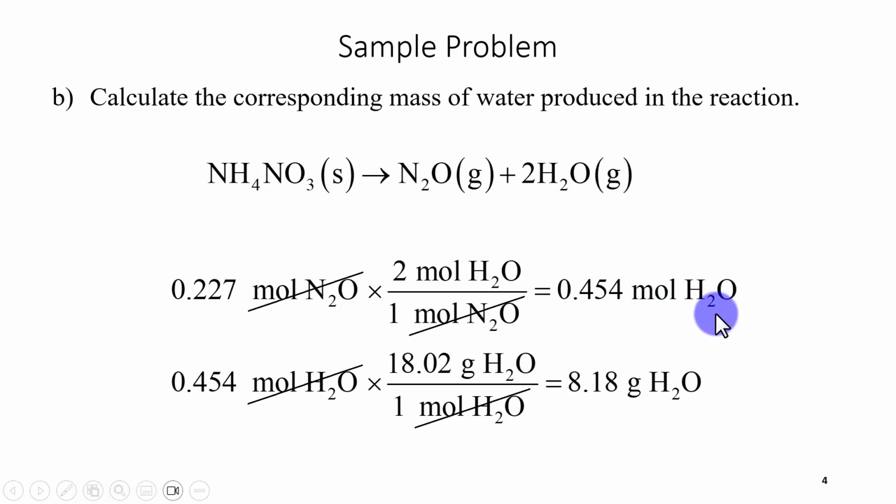Now that I have the moles of water, I have one more thing to do to calculate the mass, and that is using the molar mass of water to convert from moles to grams. So I start with the moles of water, 0.454 moles, multiplied by 18.02 grams of water for every mole. Moles of water cancel, leaving me with grams. 0.454 times 18.02 divided by 1 gives me 8.18 grams of water. And now I've also figured out how much water was produced in that reaction.